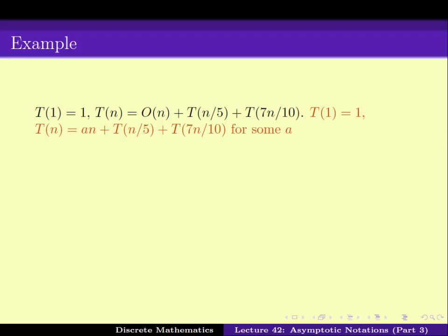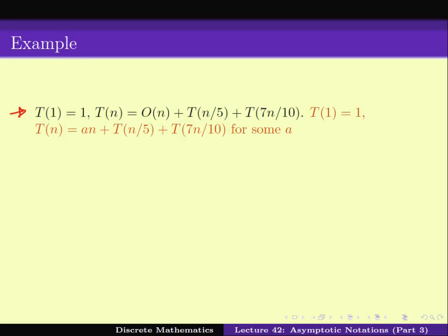Now this kind of an expression is used a lot in the analysis of algorithms, where when we count, we are not exactly sure of the constants. So instead of putting a constant here, say 5n or 3n or something, we just leave it with the order n. And this is how you are supposed to read it. Okay, so Tn is equal to an plus T(n/5) plus T(7n/10).